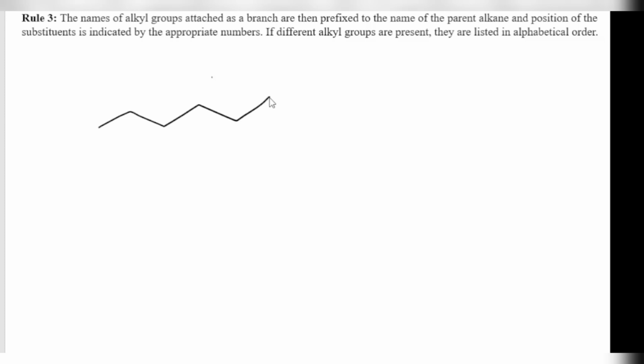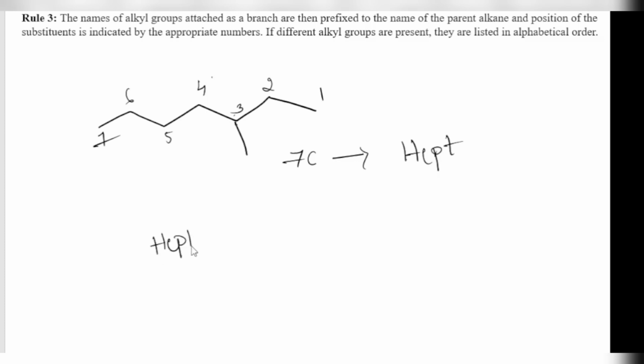We have to understand all these rules by taking one simple example. Suppose here we know the numbering has to be done in this way: 1, 2, 3, 4, 5, 6, 7. If I ask what is the root word for this, we have to tell, in the parent chain, how many carbon atoms are there. 7 carbons are there. The root word will be hep, correct. I will represent the name here by hep.